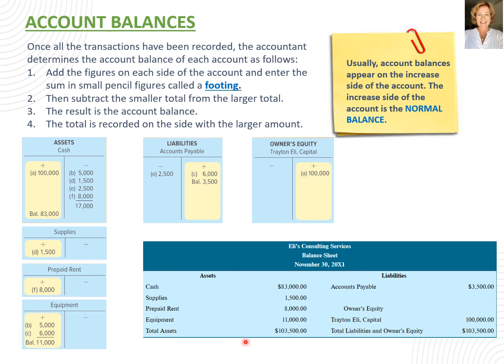On the left side, we have the assets, listing out the cash, supplies, prepaid rent, and equipment. All assets total $103,500. On the liability side, we have accounts payable of $3,500 and owner's equity of $100,000. Also, the liabilities and owner's equity total $103,500, which confirms that our accounting equation still holds true. Assets equals total liabilities and owner's equity.